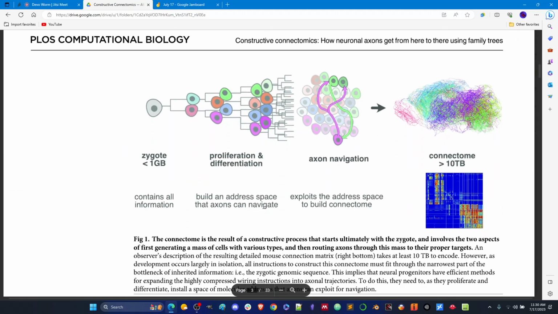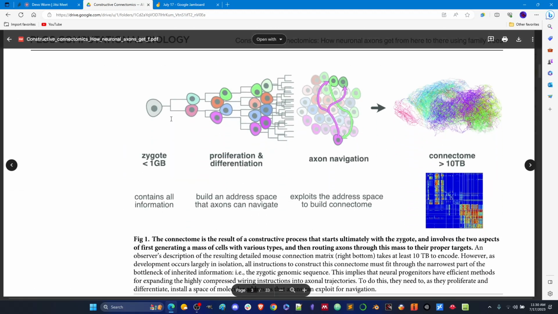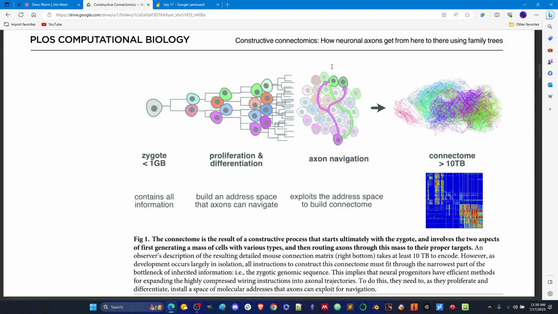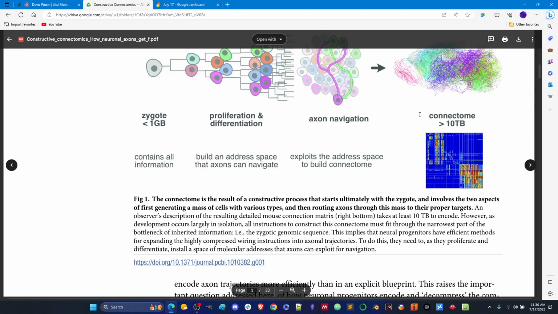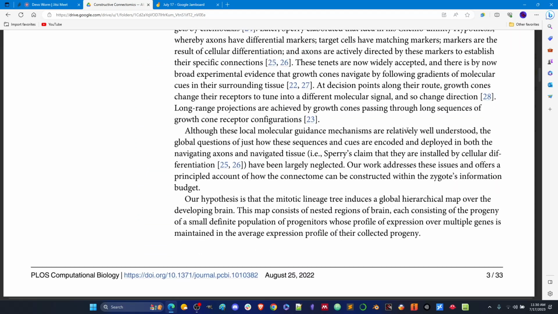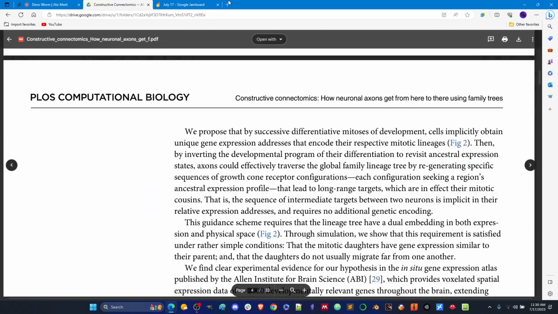And so they're using these. They have their lineage tree here of cells, proliferation, axon navigation, and then you have this connectome once everything's connected up. So that's the problem. And that's their solution, this constructive connectomics.